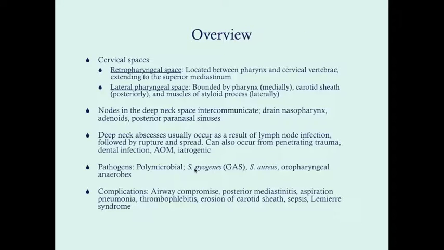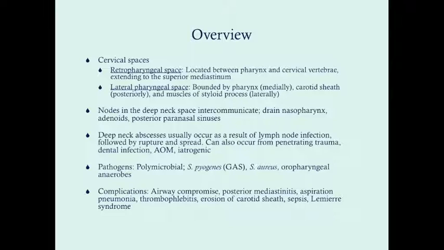Okay, so in the neck, in the cervical spaces, you have a couple discrete spaces. They do communicate with one another, so some of these boundaries are artificial. But the retropharyngeal space is located between the pharynx and cervical vertebrae, extending to the superior mediastinum. So basically what you have here is your pharynx and then the esophagus. Whatever's behind that and in front of the cervical vertebrae, that's your retropharyngeal space.